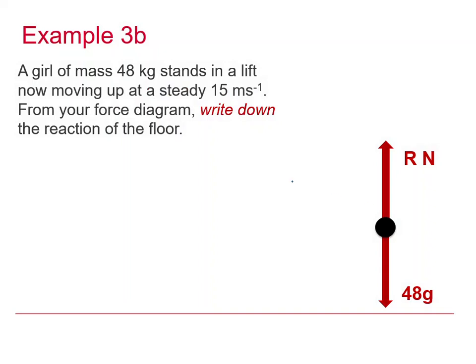Now let's look at the corresponding case where she's moving with a constant speed. If it's a steady 15 meters per second, that means there's no acceleration. So in the F equals ma equation, you're going to end up with a 0 on one side. So it's immediately obvious that R must be equal to 48g. That's almost a statics problem. Almost, not quite. Taking g as 9.8, we can get an answer for R from that.